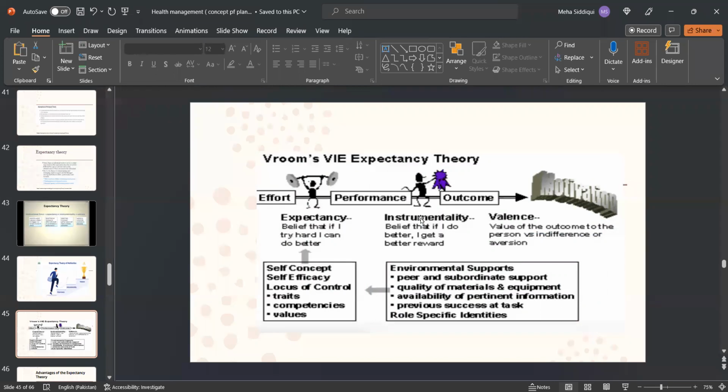Expectancy is the belief that if I try hard, I can do better. Then it leads to performance. And instrumentality is the belief that if I do better, I get a better reward. Then comes outcome, leading to valence, that is the value of the outcome to the person versus indifference or aversion, all leading to motivational force.